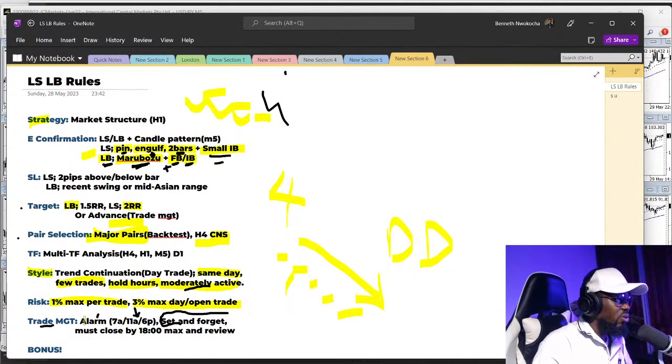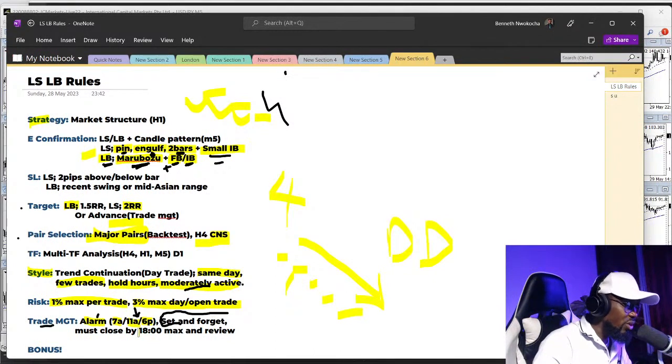Okay. So set your alarm. I already said that at 7 a.m. for the high and low. At 7 a.m., set your alarm on your phone to remind you to look at the chart. And whatever you are doing, by 6 p.m. you should be done. Close the chart and exit.